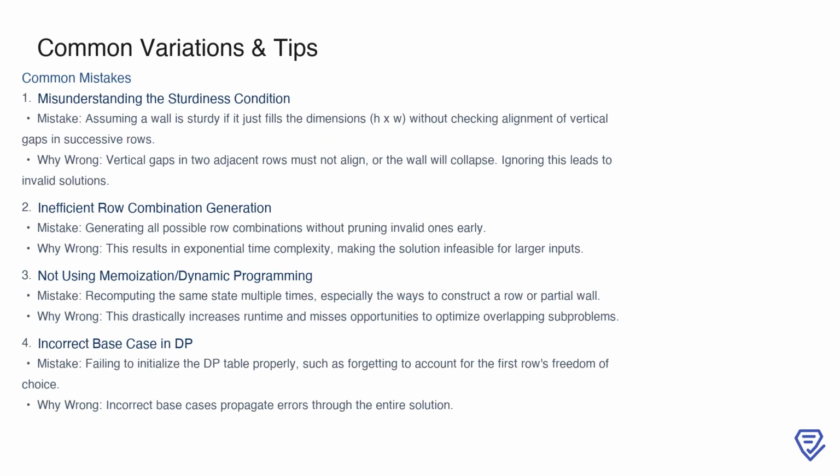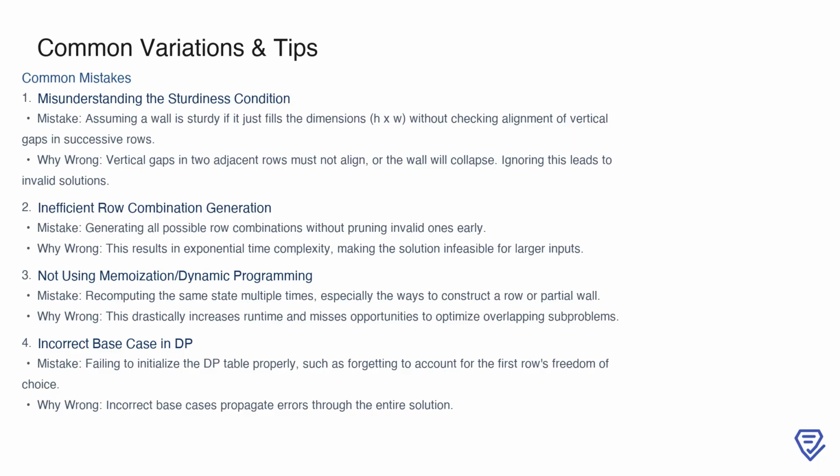One common mistake to avoid in this problem is misunderstanding the sturdiness condition. Many assume that a wall is sturdy as long as it fills the given dimensions, but that's not enough. The key requirement is that no two vertical gaps in adjacent rows align. If they do, the wall becomes unstable and would collapse. This is a crucial rule that must always be enforced to ensure the solution is valid.